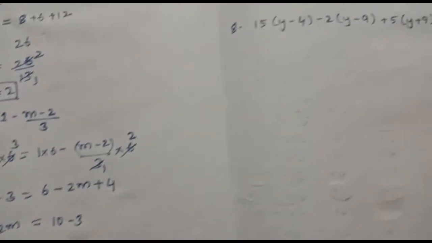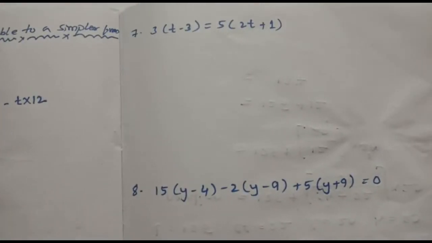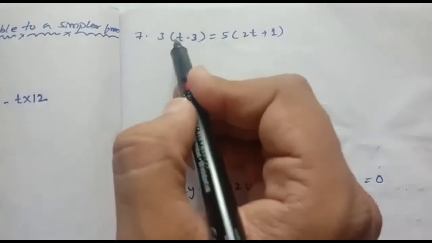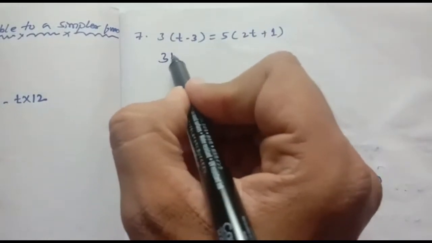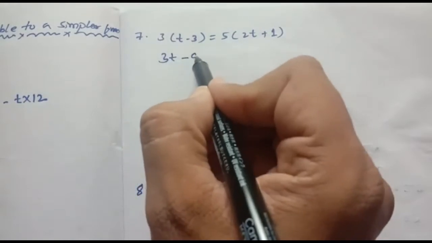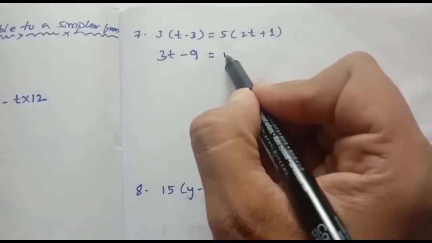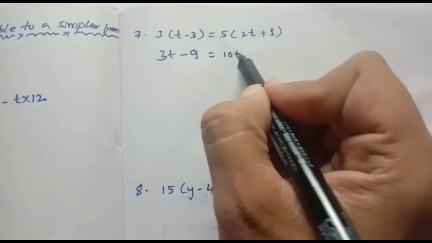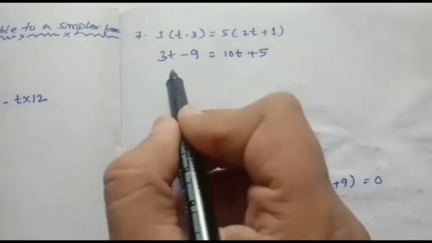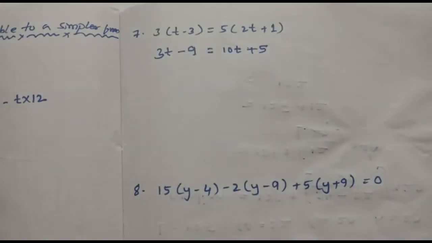Now next question, that is question number 7. Let's open the bracket first. 3 into t is 3t and 3 into minus 3 is minus 9 is equal to 5 into 2 is 10 and this t as it is. 5 ones are 5. Then transfer 10t to left hand side and minus 9 to right hand side.